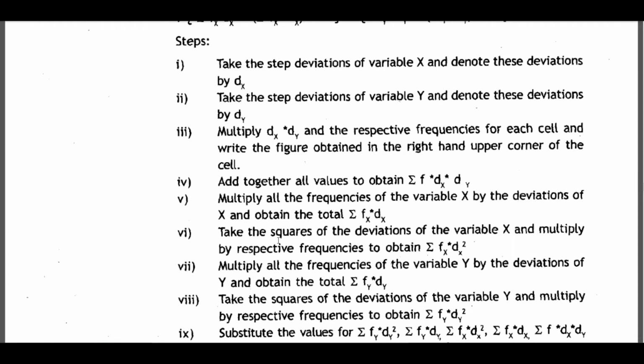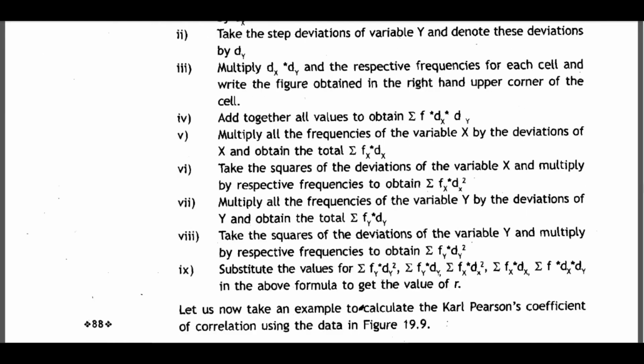Then take the squares of deviations of the variable x and multiply by respective frequencies to obtain the sum of f dx square. It's already squared, actually, squares of deviation. Then multiply all the frequencies of the variable y by the deviation of y and obtain a total. Now again you multiply it with the dy for that value, for the y frequency.